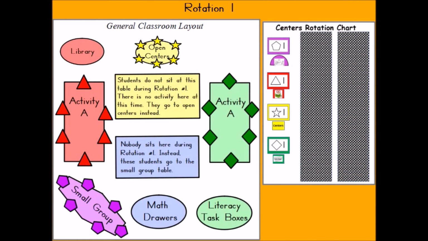Look at the blue table. This table is completely empty during rotation number 1. It says nobody sits here during rotation number 1. Instead, these students go to the small group table.